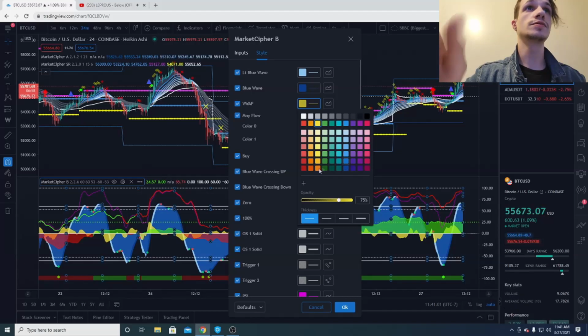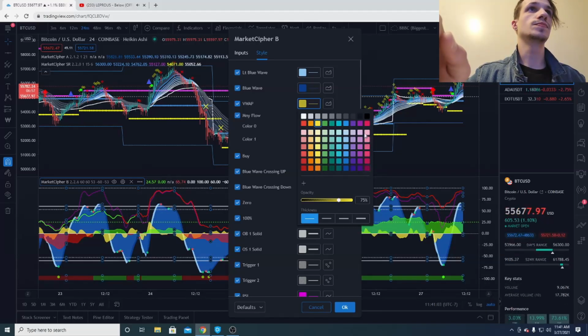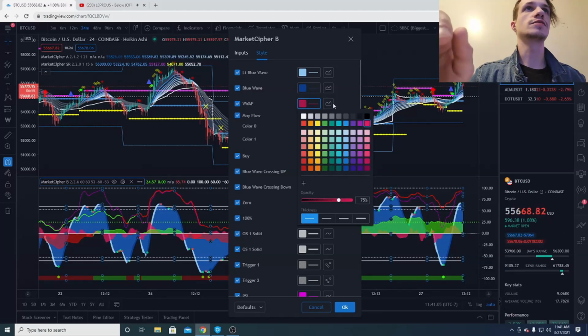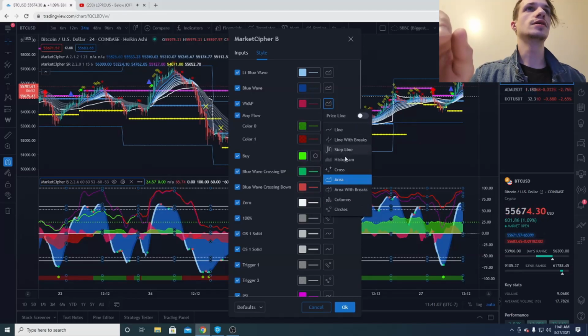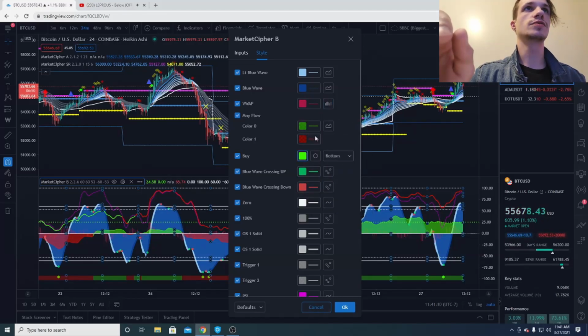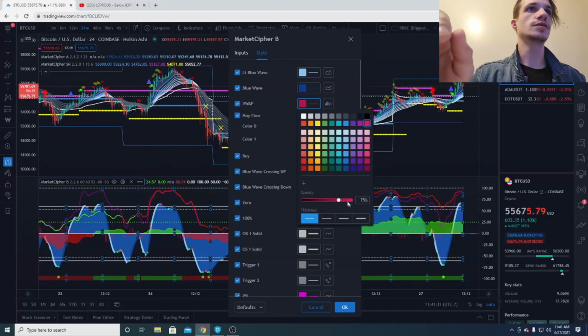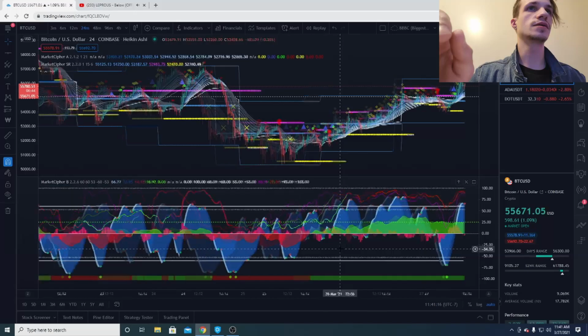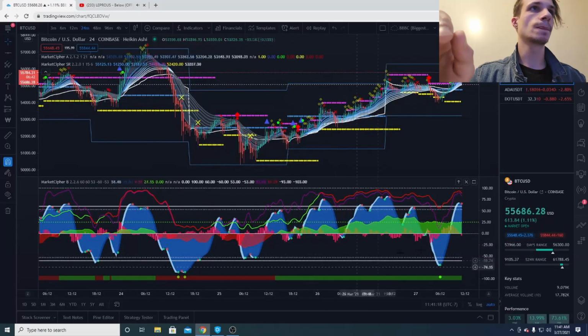You can make it any color you want. I'm actually going to make it pink for the sake of this video. Why not? And then I go to histogram. So I'll make it pink, histogram, and then I will set the opacity to 100, and then I'll get some thick lines. This is your VWAP right here. You see those pink lines.